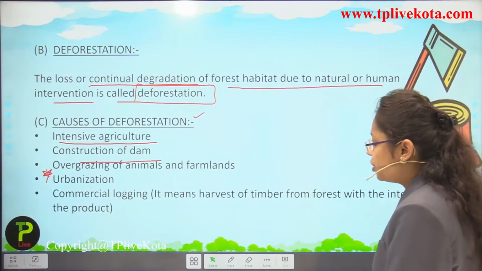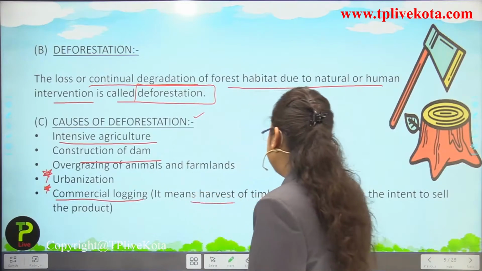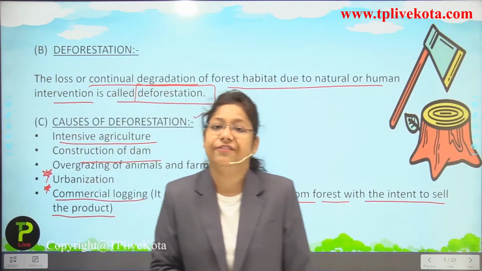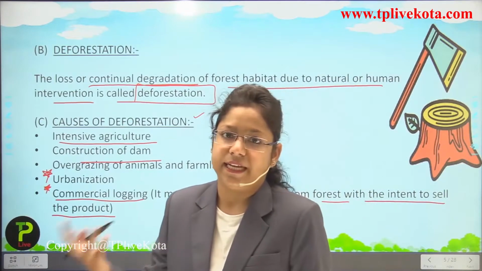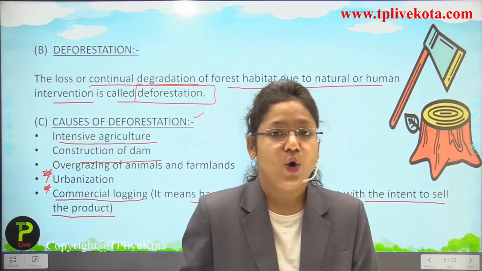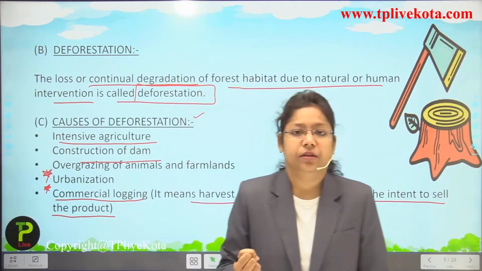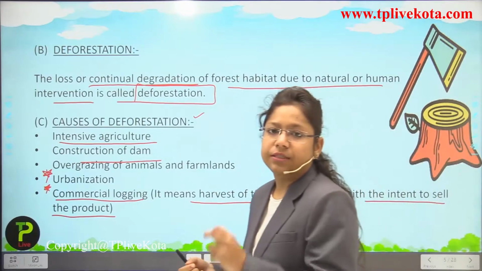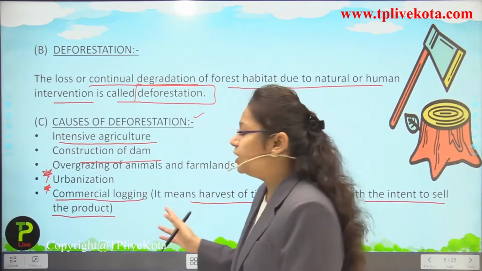Commercial logging. Commercial logging is a very important point. It means harvest of timber from forest with the intent to sell the product. Now, timber is a very useful product. It is used in making different kinds of things, like table, like chair. All the furniture items are prepared from timber itself. For extracting the timber from the forest, we need many resources. People go to the forest, they extract the timber from it. So, this type of thing is known as what? Commercial logging.